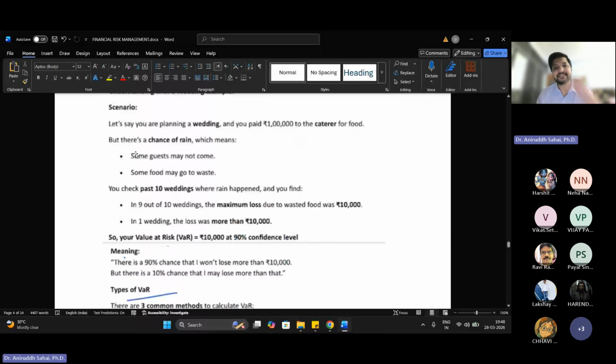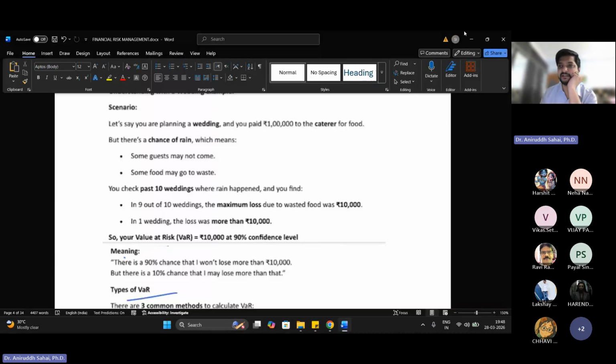So this is one example given. Let's say you are planning for a wedding and you paid 1 lakh rupees to the caterer for food, but there's a chance of rain, which means some guests may not come and some food may go to waste. So you check the past 10 weddings where the rain happened and you find that in 9 out of the 10 weddings, the maximum loss due to wasted food was only 10,000 rupees. In one wedding, the loss was more than 10,000.